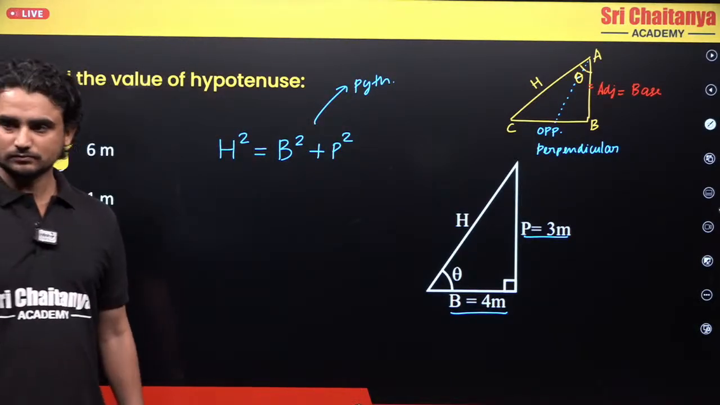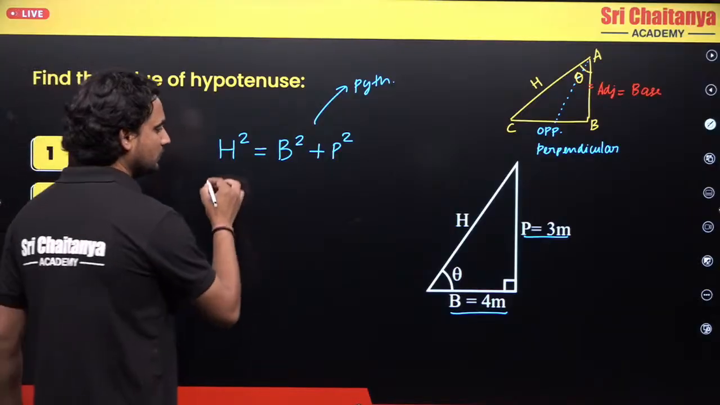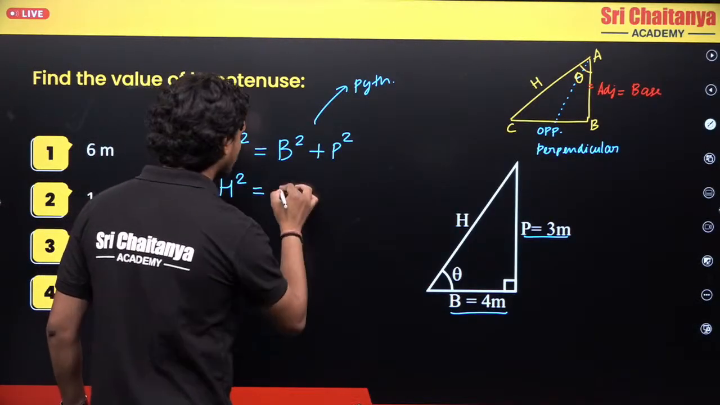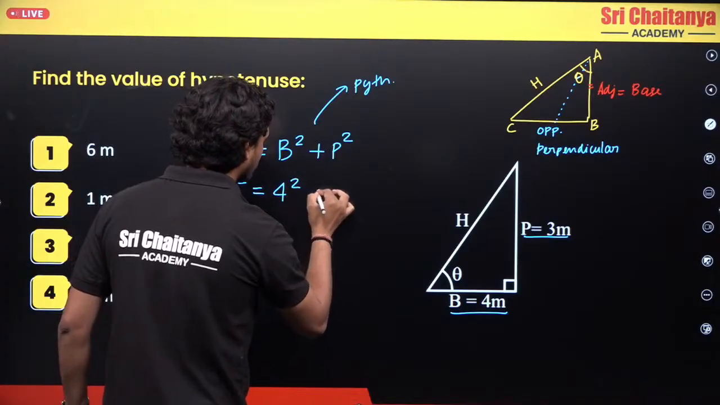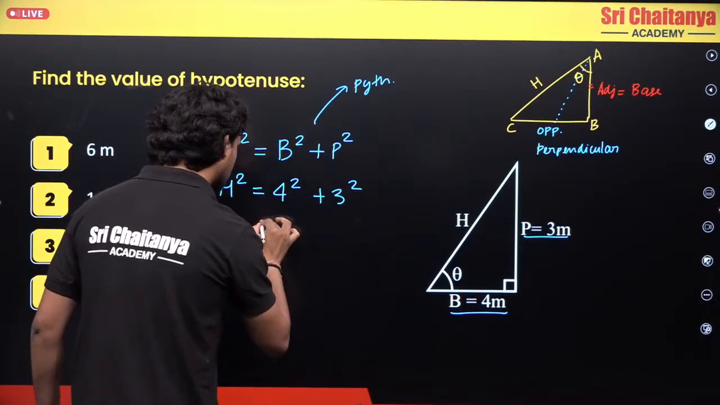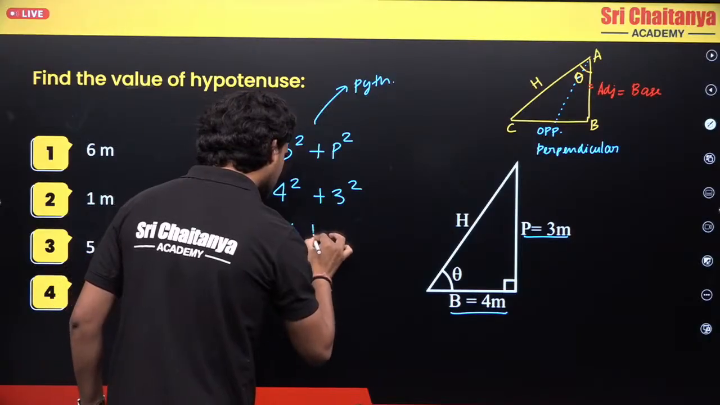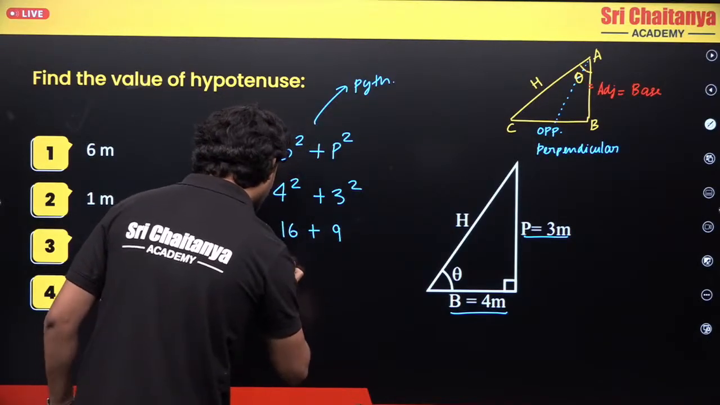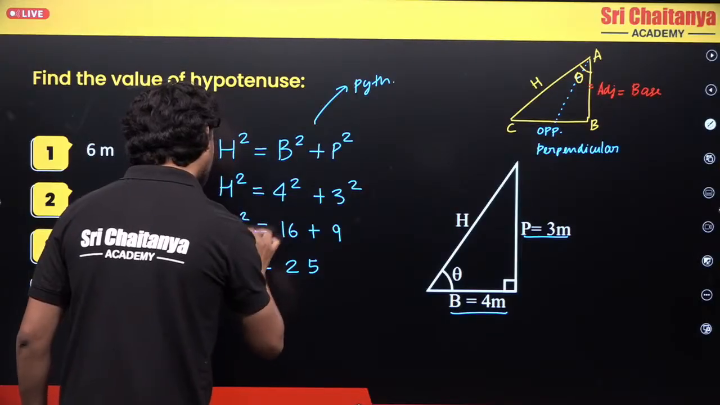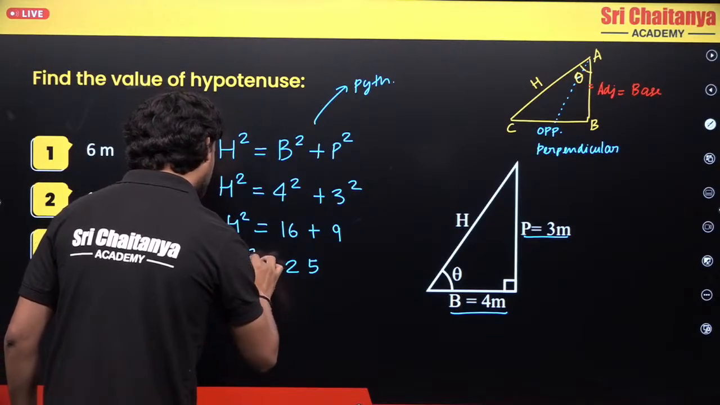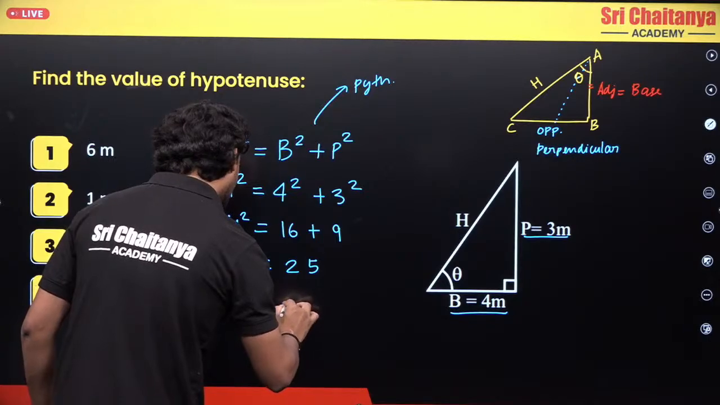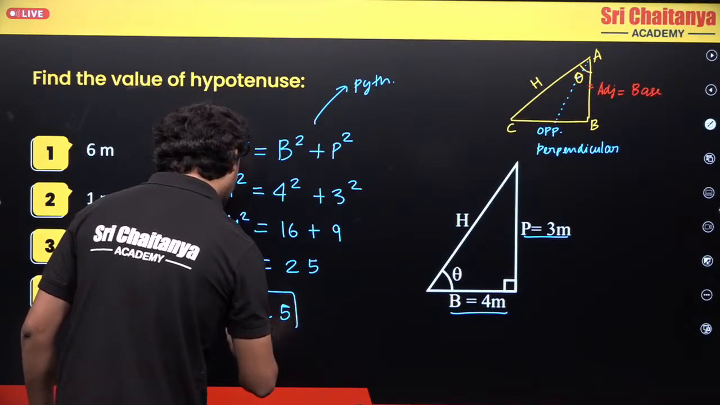Pythagoras theorem. So let's use the Pythagoras theorem. So I can say h square is equal to, now what is b square? B square is 4 square plus what is p square? P square is 3 square. So this will give me 16 plus 9. 16 plus 9 is 25. Right? So hypotenuse square is equal to 25. So what is hypotenuse? Hypotenuse is equal to 5.